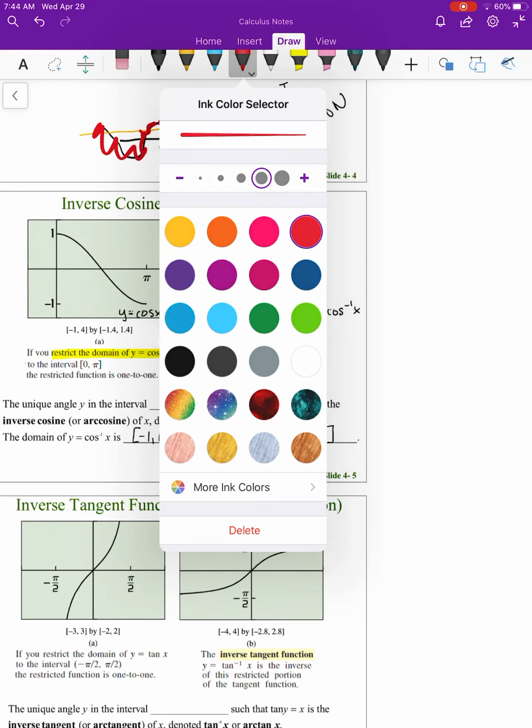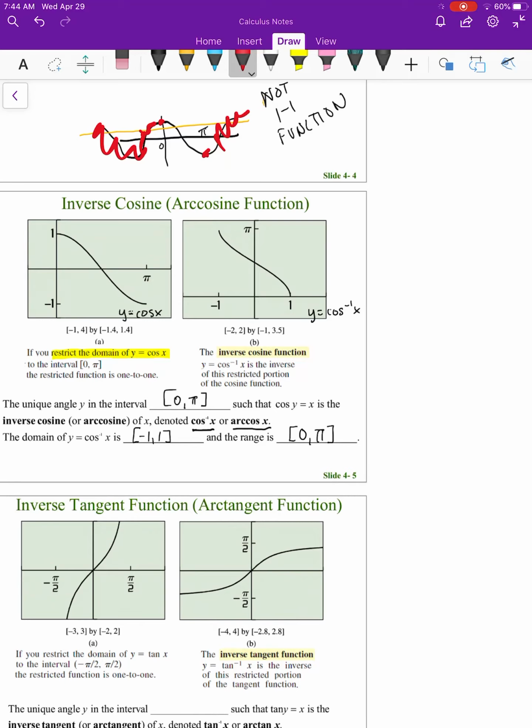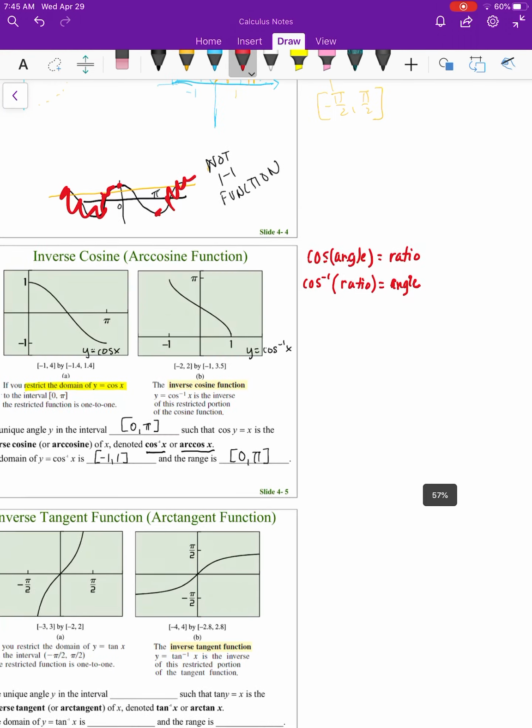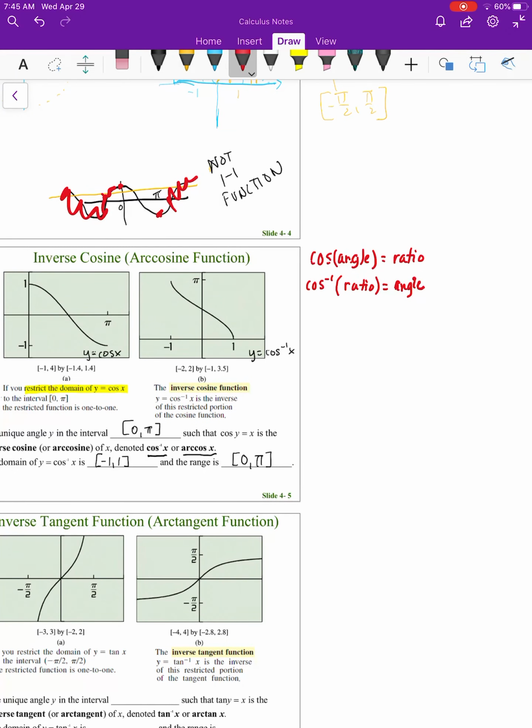And for this inverse cosine function, let's write that if you're finding the cosine of an angle, you get a ratio. But if you're finding the inverse cosine, it would be of a ratio, and your answer is an angle.